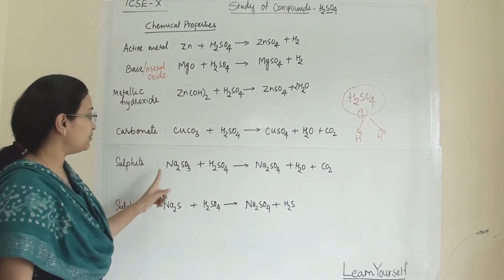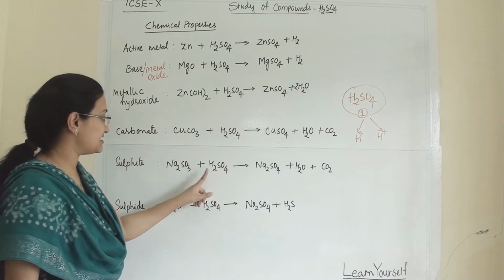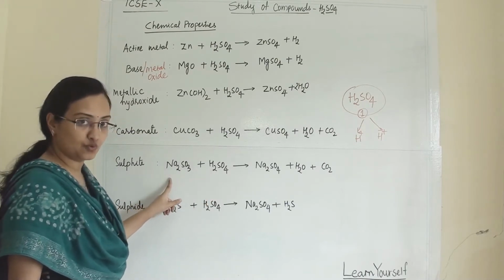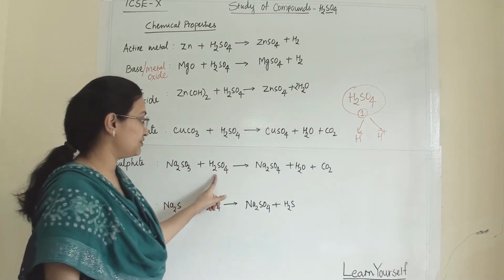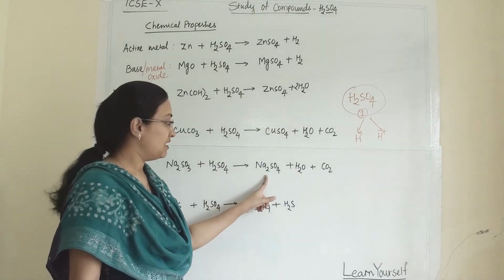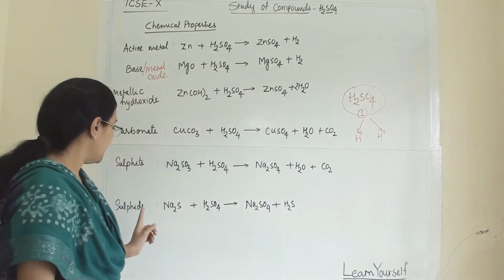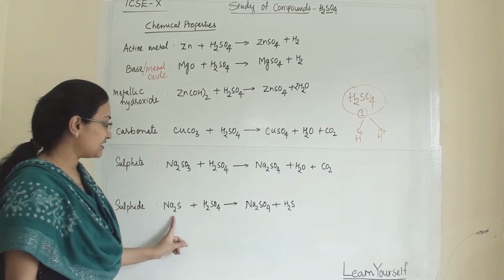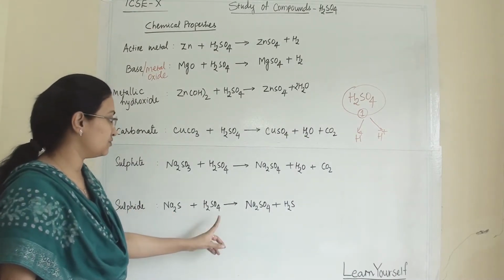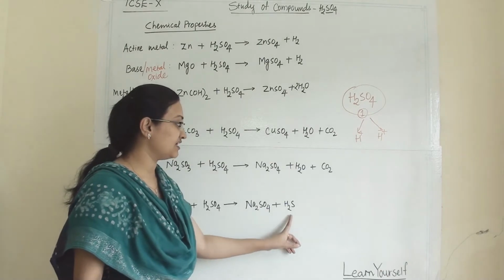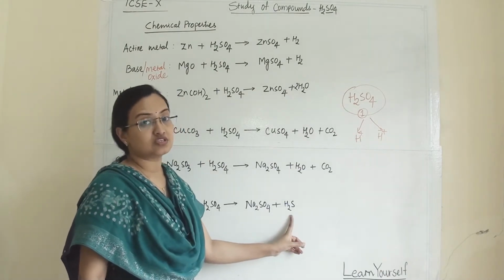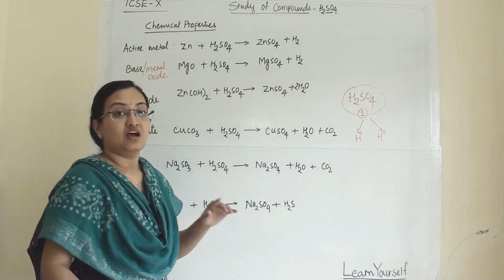When a sulfite, that is sodium sulfite, reacts with sulfuric acid, it gives us metal sulfate, water and sulfur dioxide. When a sulfide reacts with sulfuric acid, it gives us metal sulfate and hydrogen sulfide gas.